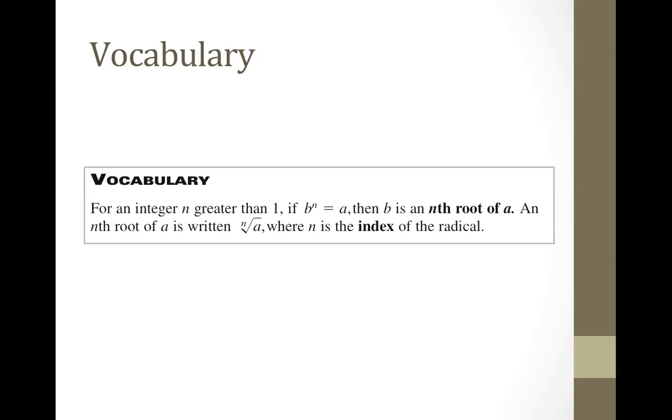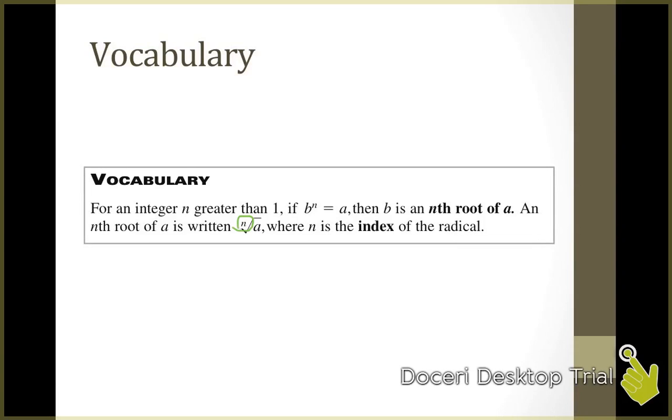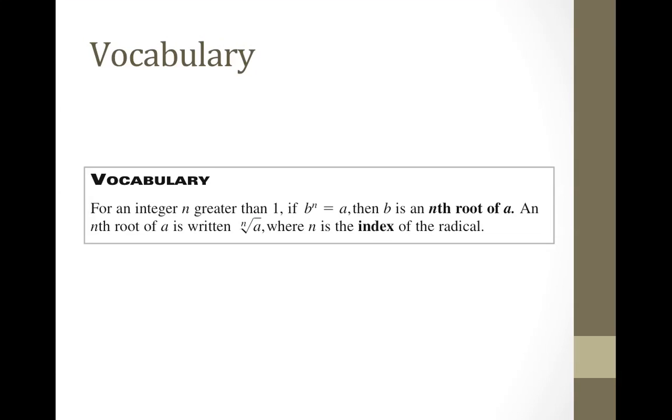And it goes on to say that an nth root of a is written using the radical sign. And you'll notice that in the little dip there, where we don't normally have anything written when we're talking about square roots, if it's something other than a square root, then we need a number there to indicate what kind of root we're taking. And that number is called the index of the radical. So if we see a number there, we know we're dealing with some other kind of root besides just a square root.